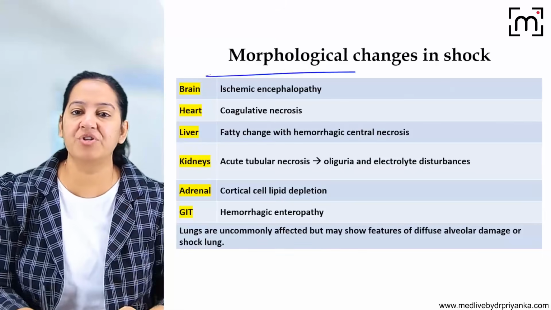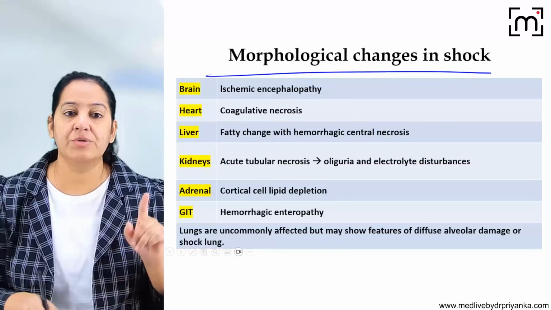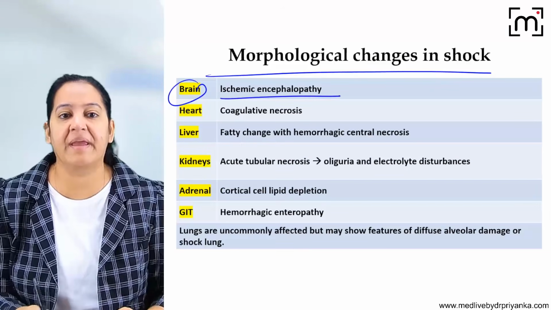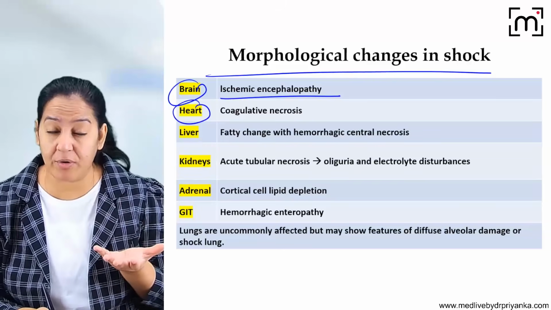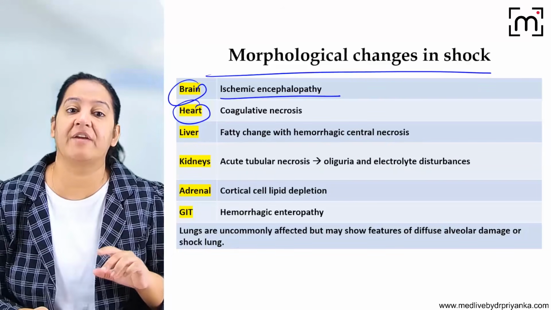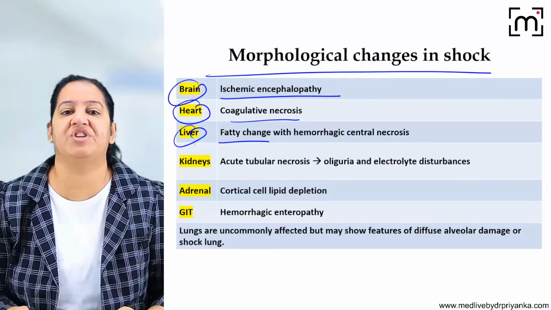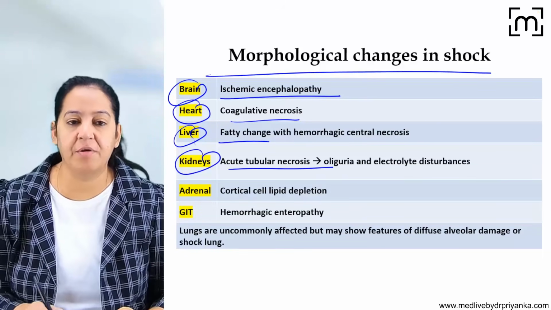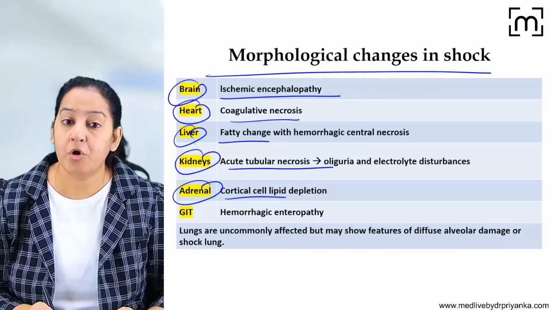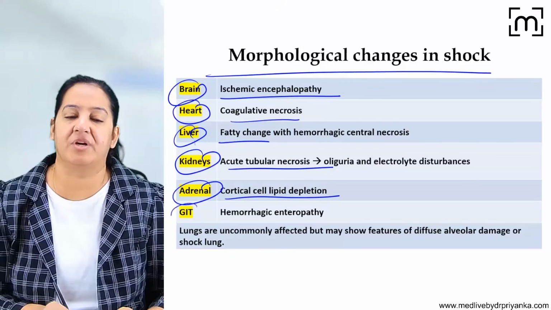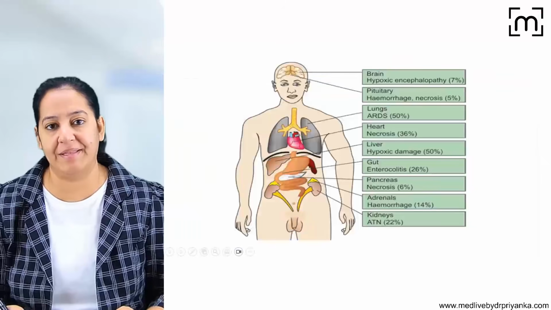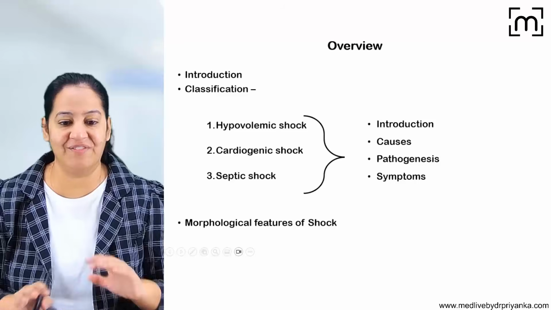Now coming to the morphological changes in shock, which are common for all. In the brain, it will lead to ischemic encephalopathy. I told you there is multiple organ failure. In the heart, there is coagulative necrosis, that is MI. In the liver, there is fatty change. In the kidneys, there is acute tubular necrosis. In the adrenal, there is cortical cell lipid depletion. And in the GIT, there is hemorrhagic enteropathy. So those are the morphological changes you can see. We are done with shock.